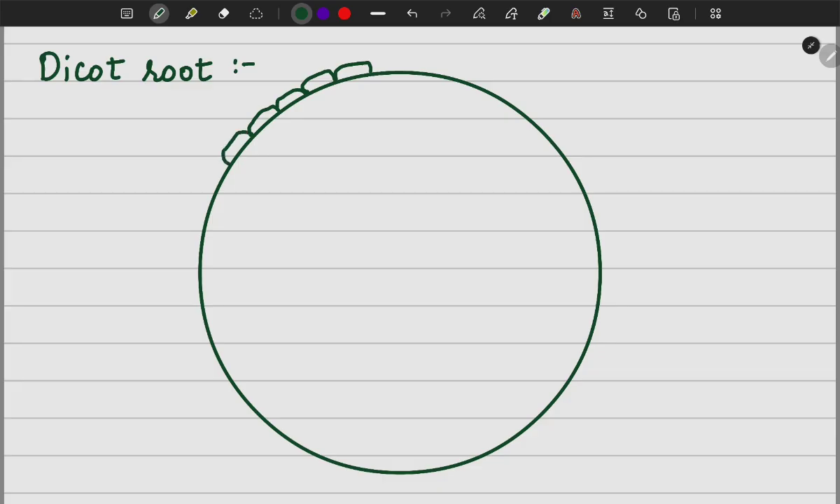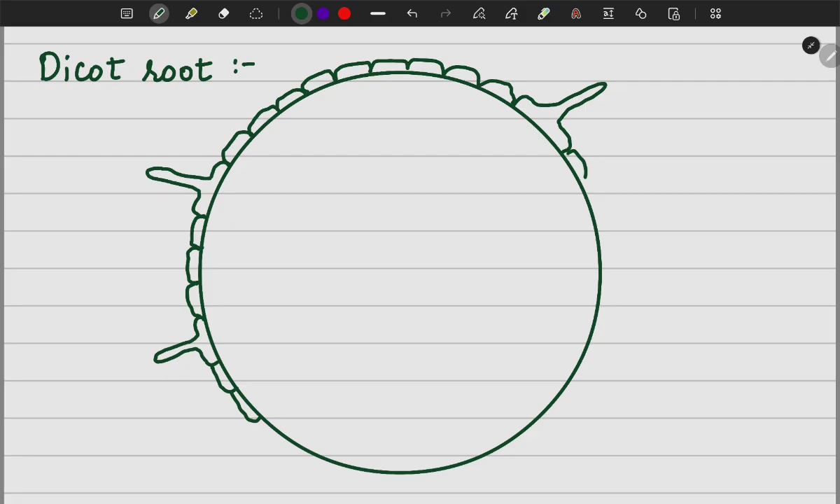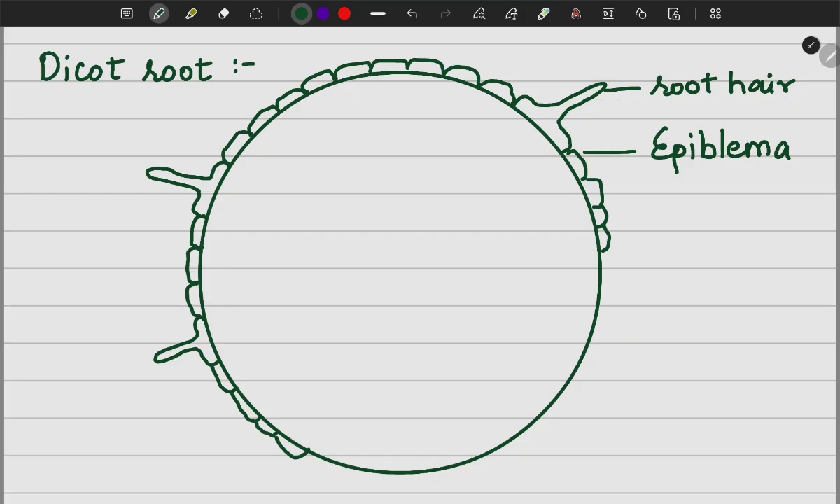Alright, and we also studied that the epidermal cells of the root expand and form unicellular hair like this. So some of the epidermal cells will form root hairs. So this is epidermis or epiblemma. The epidermis of roots are called epiblemma. Then there will be root hair present on epiblemma. They help in the absorption of water and minerals. Right, we studied about it when we were learning about the epidermal tissue system.